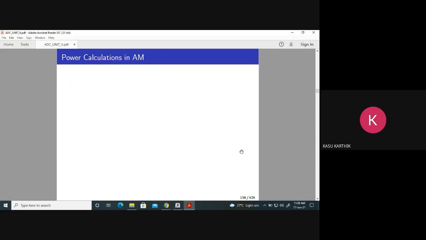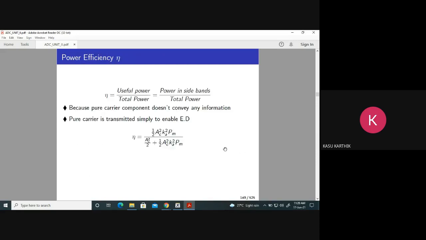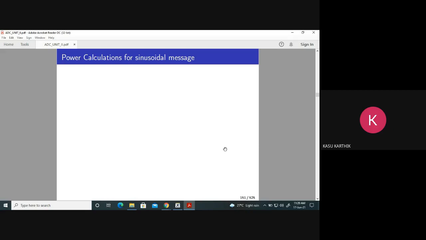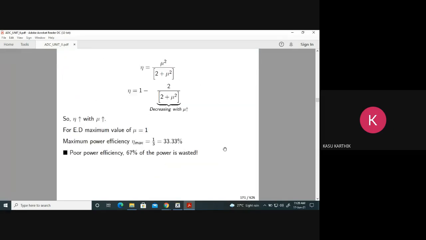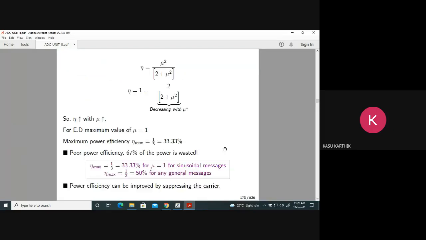So that is about AM, right? That is widely used in broadcasting, especially radios. Anyway, let us get into the topic. As I told you just now, in AM you can eliminate the carrier, and you can eliminate one of the sidebands. If you do so, you don't have any problem with the receiver. Now, power efficiency can be improved by suppressing the carrier.